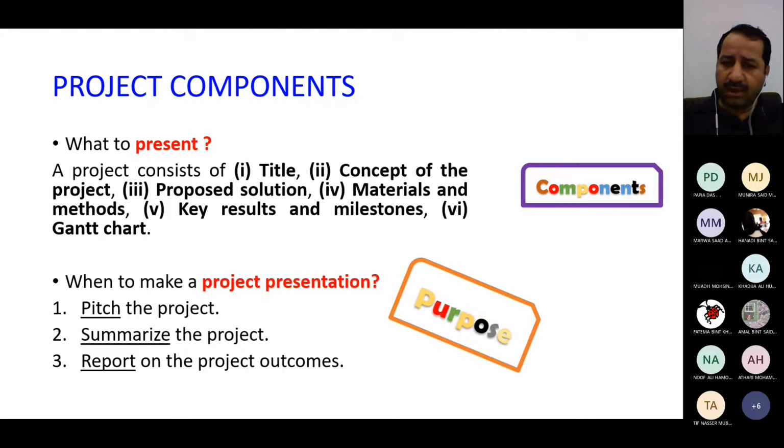Okay. Now, almost the structure of the project will be reflected in the presentation at the end, which contains the title, the concept of the project, the proposed solution, what is the solution you propose to solve the problem, materials and methods used. Sometimes you have experimental work, sometimes a simulation part, sometimes both, sometimes also theoretical parts, and also key results and milestones, the important achievements that come from your project. And definitely it's good to represent your information using a Gantt chart.